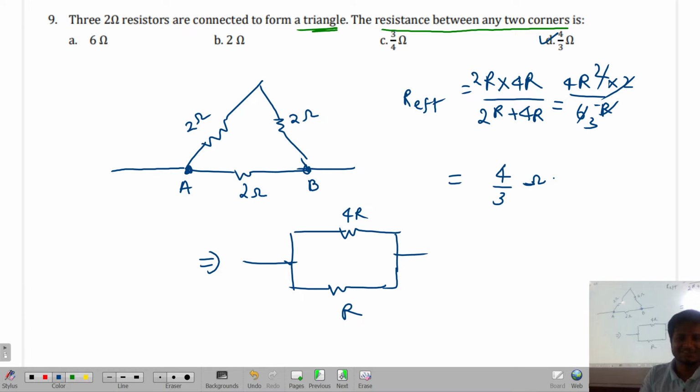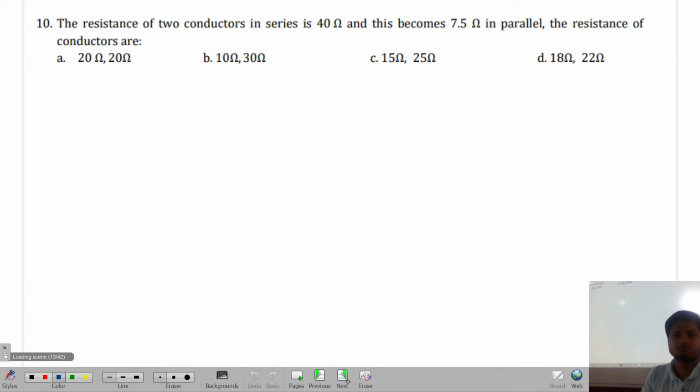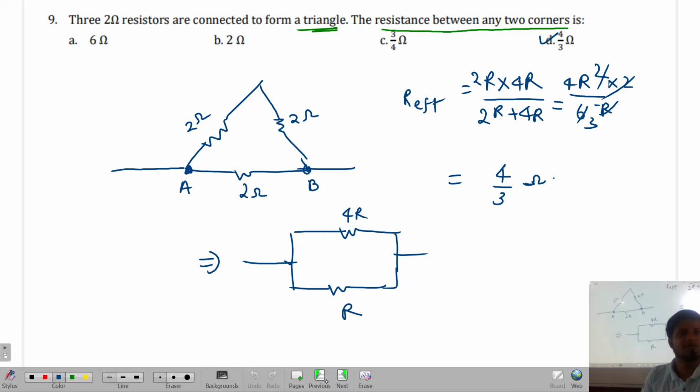Okay, grace marks. You got grace marks? No grace marks. Can I move ahead? You are writing. Write it fast.